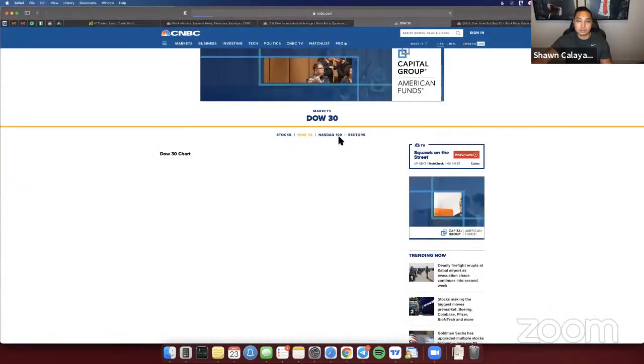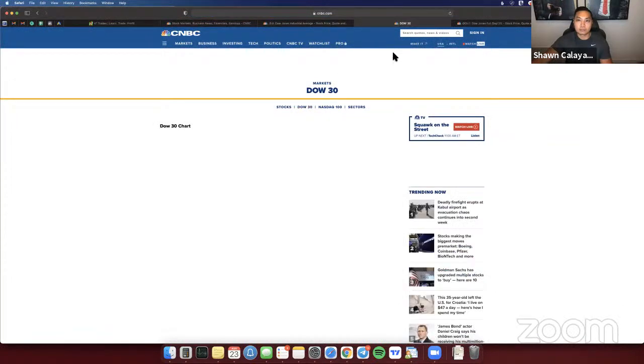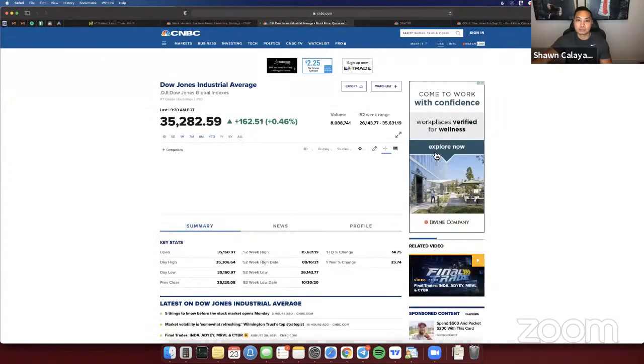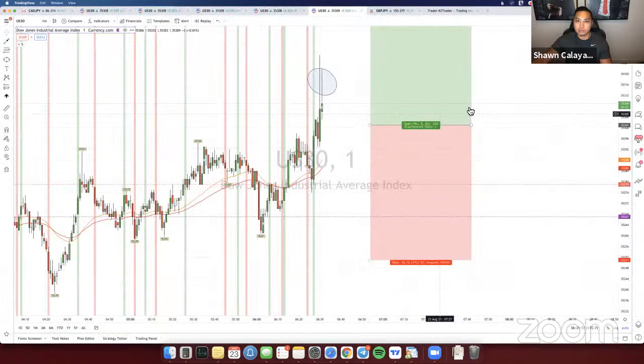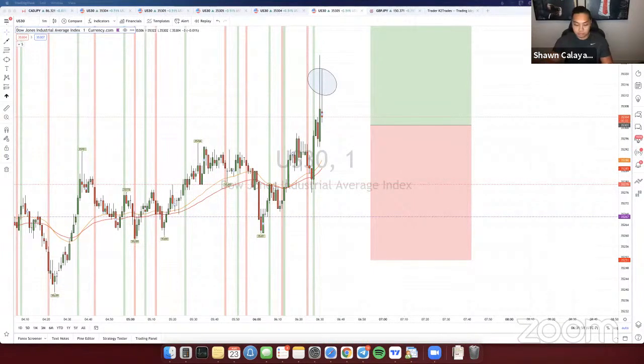It's kind of weird how the index isn't coming up over here. All right, anyways, whatever. We already know what the average is. The average is majority green. Let me see if I can just load this up right here.